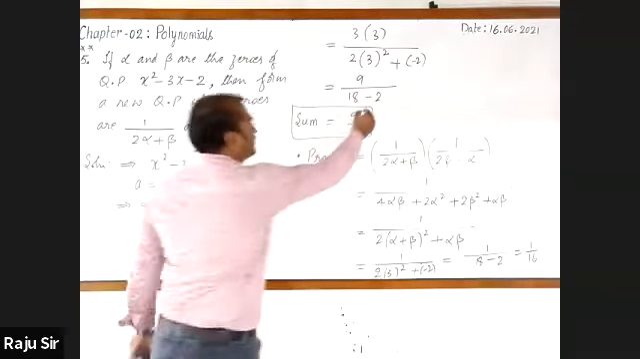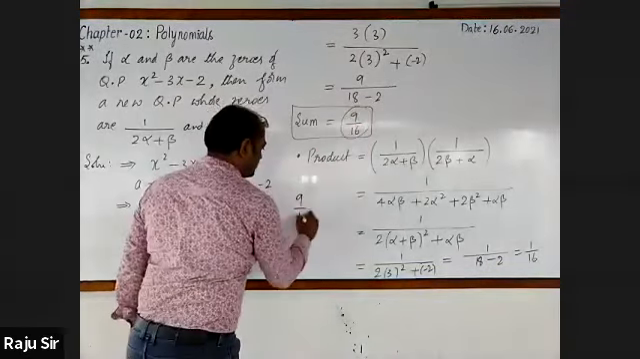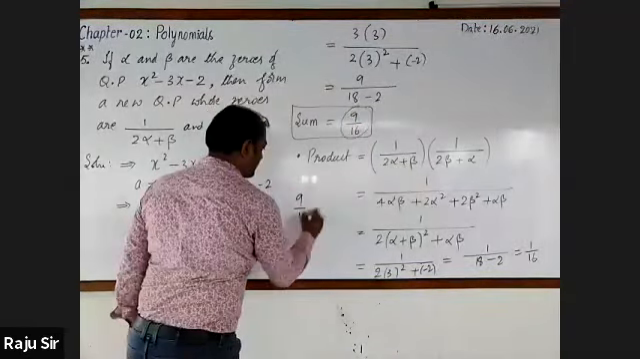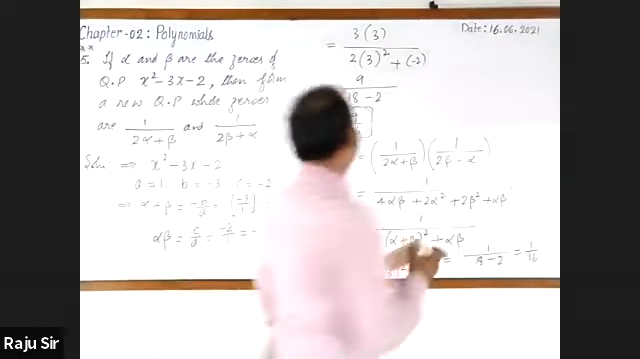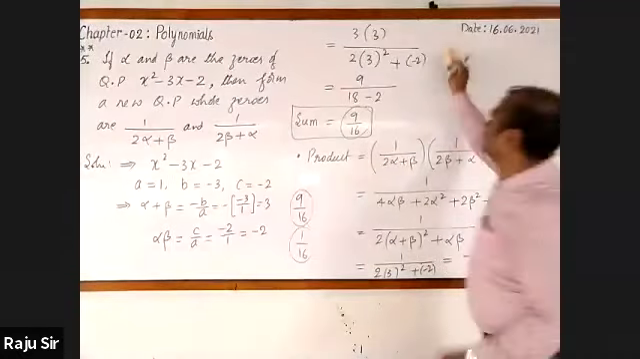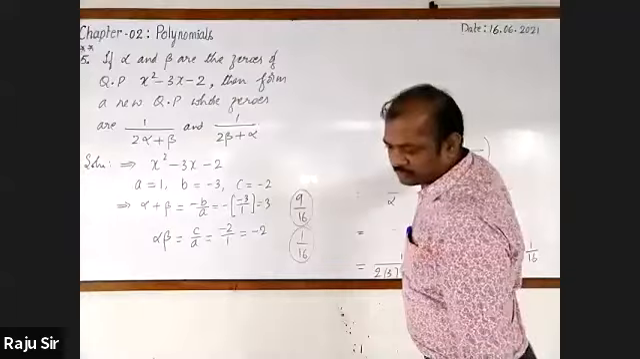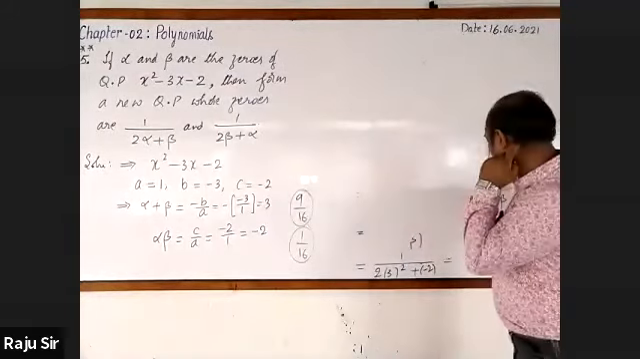Now we got sum is 9 by 16 and product is 1 by 16. As we got both sum and product, you can form the new polynomial. 16x square minus 9x plus 1, sir. 16x square minus, you are right. 9x plus, correct. k equals to 16. Right.